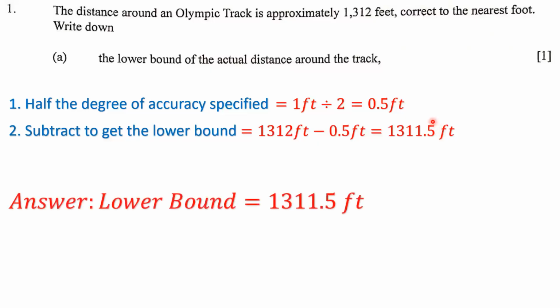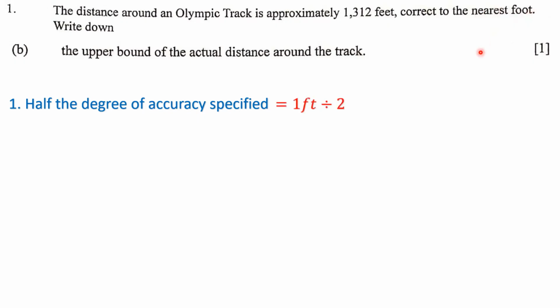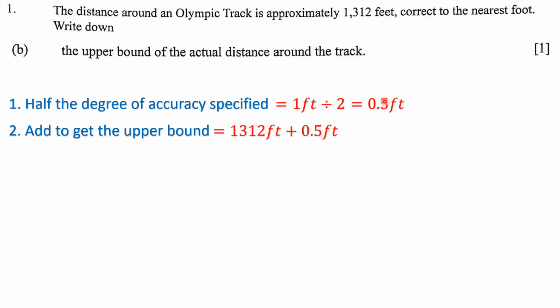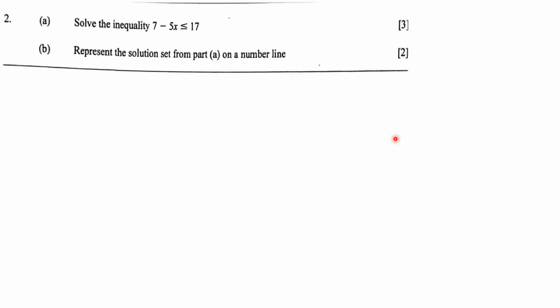Now, in order to get the upper bound, we again halve the degree of accuracy specified. They say to the nearest foot, which means 1 foot, and so we take 1 foot and divide it by 2, which gives us 0.5 feet. To find the upper bound, we add. So we take 0.5 feet and add it to 1,312 feet and we get 1,312.5. So the upper bound is 1,312.5 feet. Let's move on to the next question.